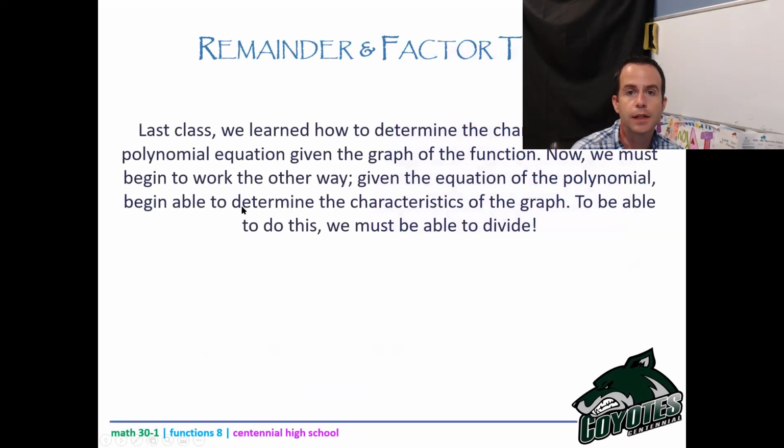So last class, we learned how to determine the characteristics of a polynomial equation given the graph of the function. Now we must begin to work the other way. So now we're going to be given the equation of the polynomial, and we want to try and determine the characteristics. And the way to determine the characteristics is to factor, essentially. That's where we're going, okay?